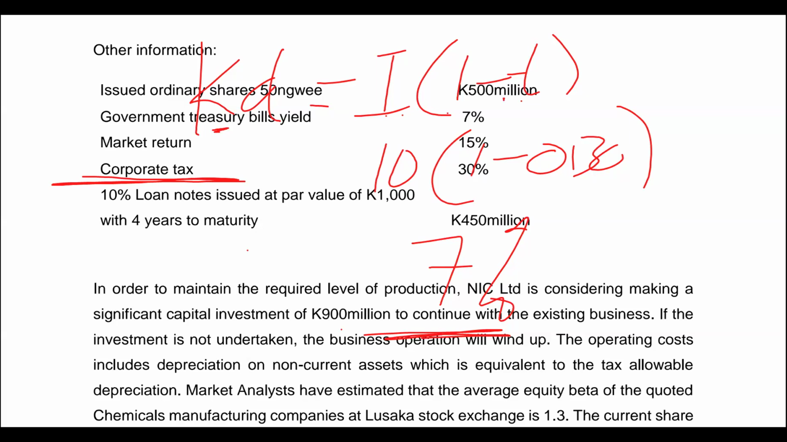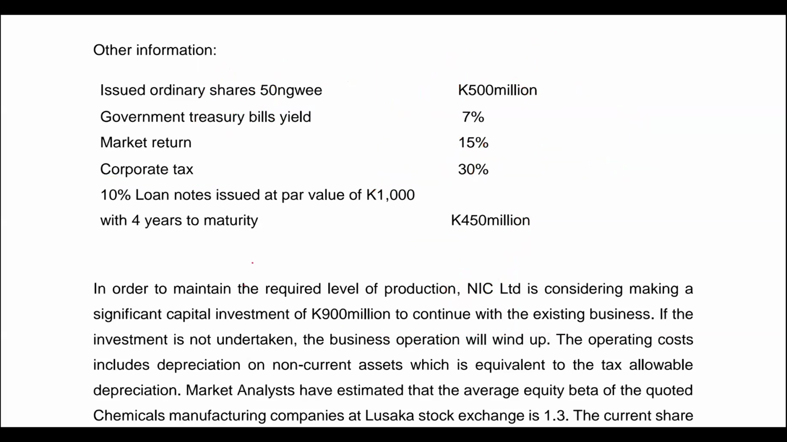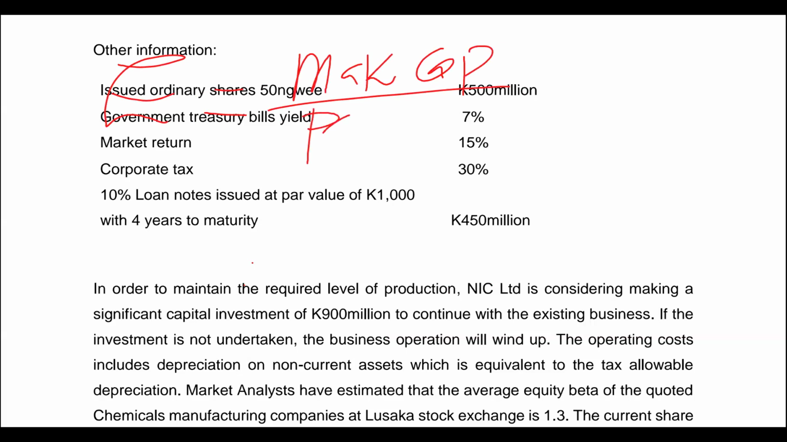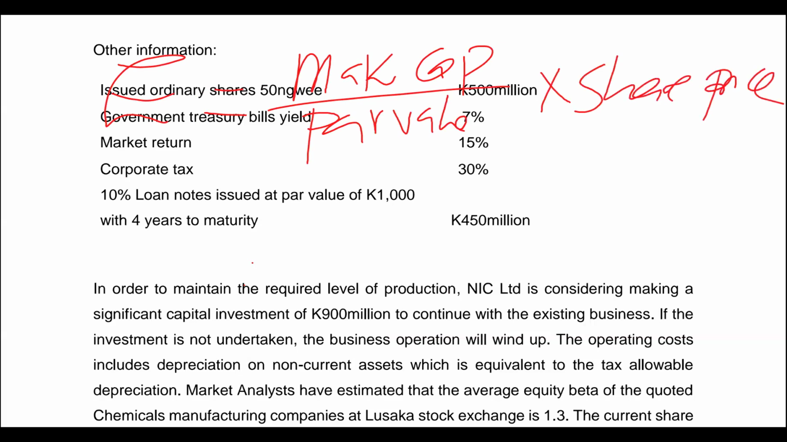All right. Now, what else do we need? We need the market values, isn't it? The market value of equity. How do we find it? We said it's market capitalization on equity divided by the par value of equity, all that multiplied by the share price, isn't it? That's how we get it.